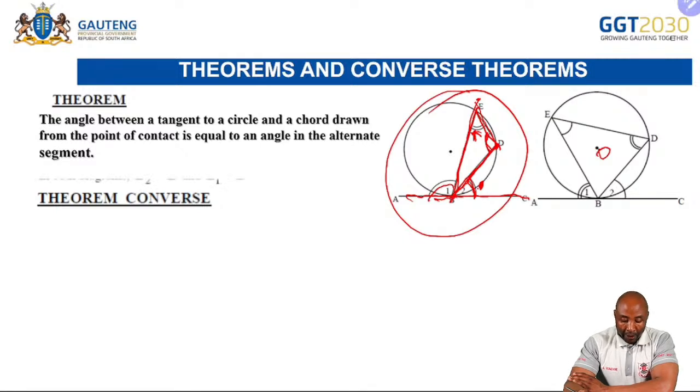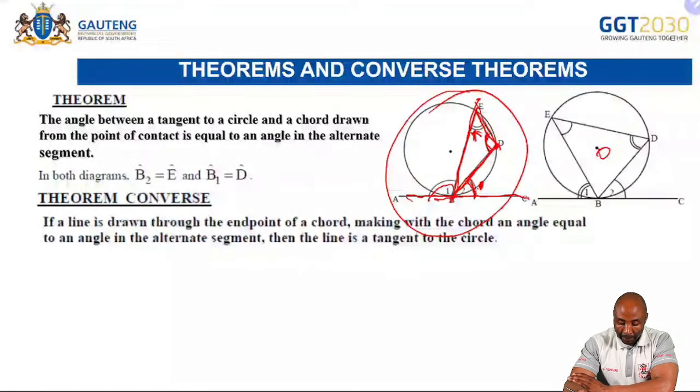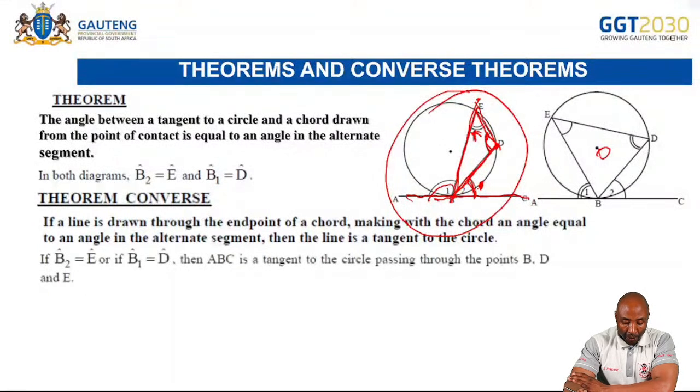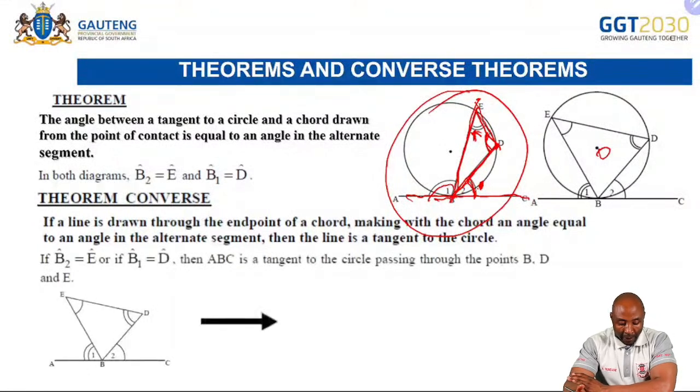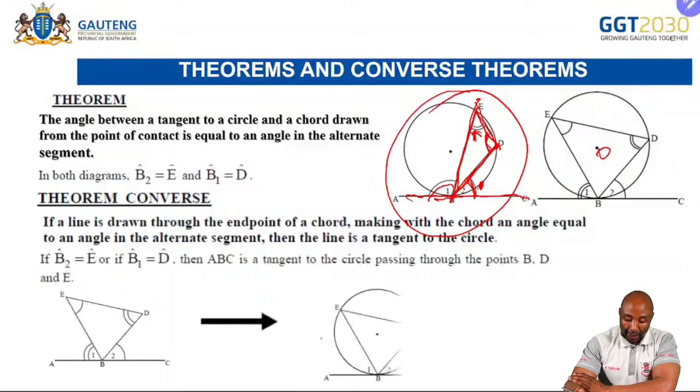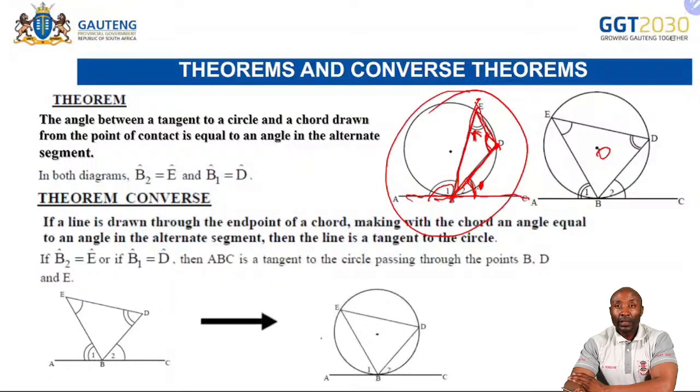Now, the converse of this theorem: if we are able to prove that angle D is equal to angle B1, it would mean that ABC is a tangent to the circle passing through the points BDE. And this is a common question, and we are going to look at one which looks like that. We will move along.